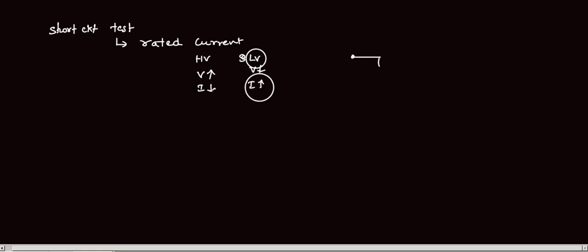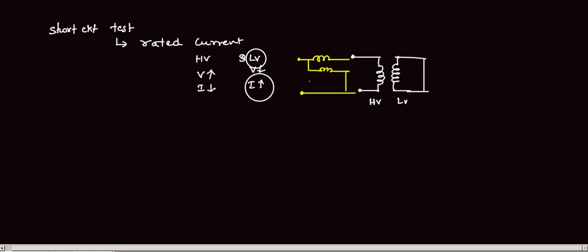You can see here, this is the transformer. This is HV and this is LV. I am short circuiting this, and I am placing the instruments here. This is the wattmeter, and I am placing the ammeter and the voltmeter. This is the procedure we follow while conducting the short circuit test: short circuiting the LV winding, with instruments placed on the HV winding.